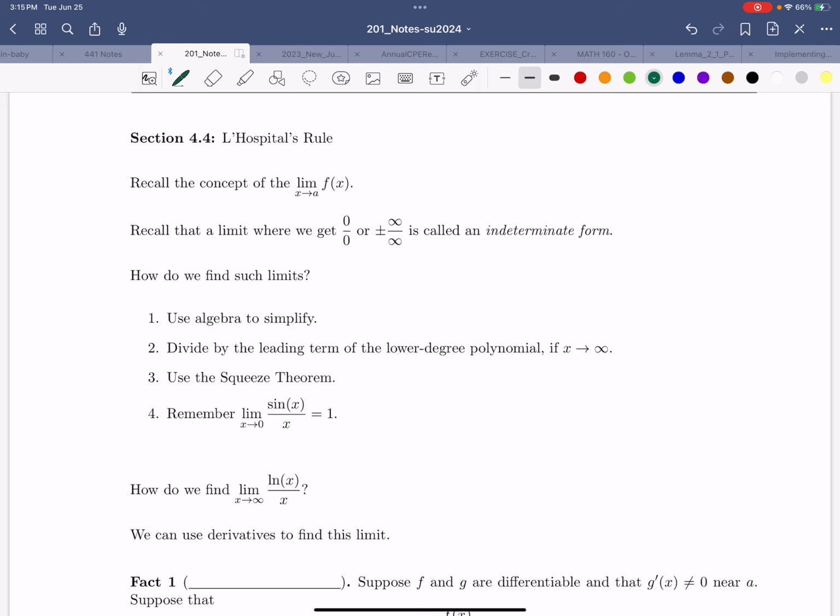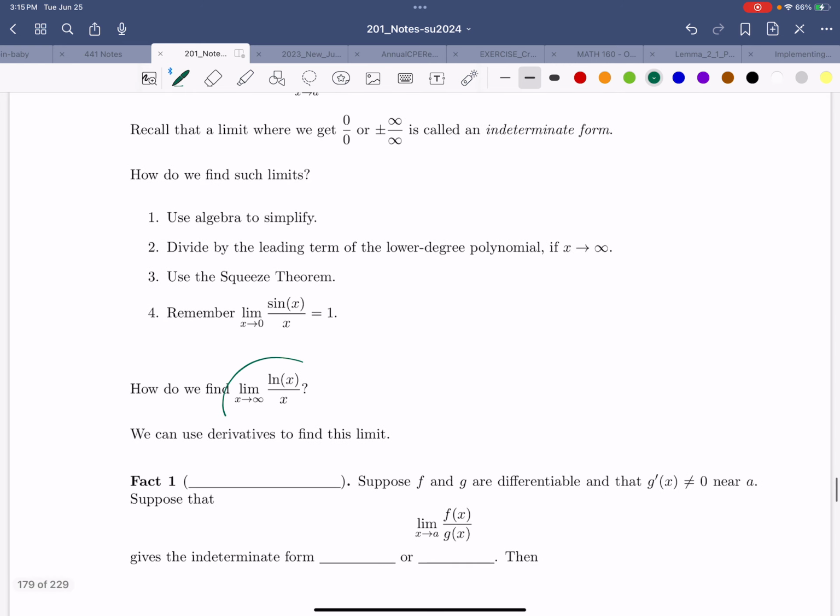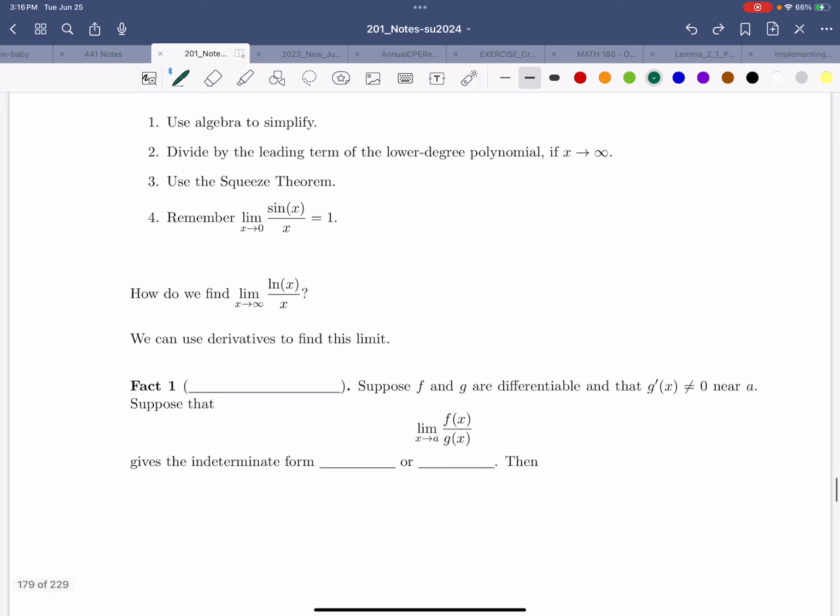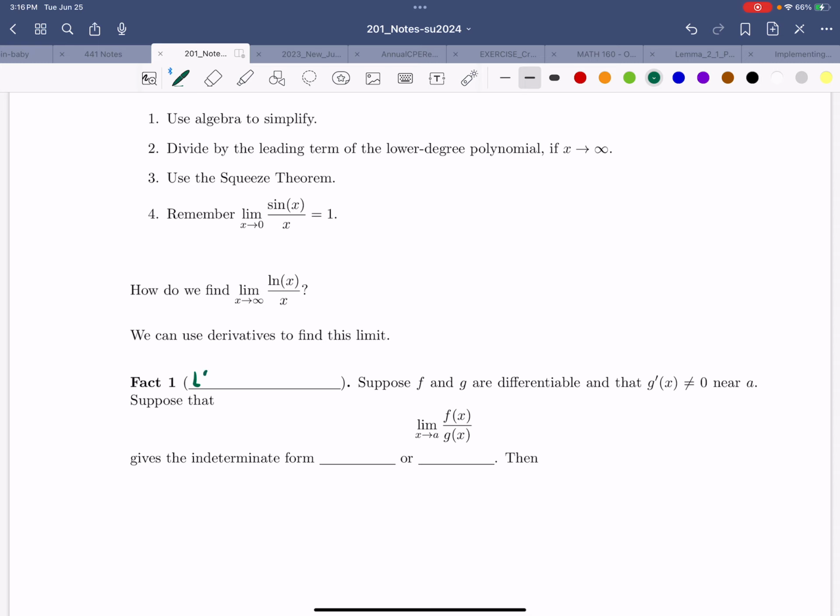There was squeeze theorem. But what about a problem like this, with ln of x or e to the x or something? You can't use any of those techniques with a problem like this. Of course, you could look at the graph, but who wants to do that? So instead, we have to turn to another technique. It's actually a result called L'Hopital's rule. And it's now, by the way, proven by one of the Bernoulli brothers.